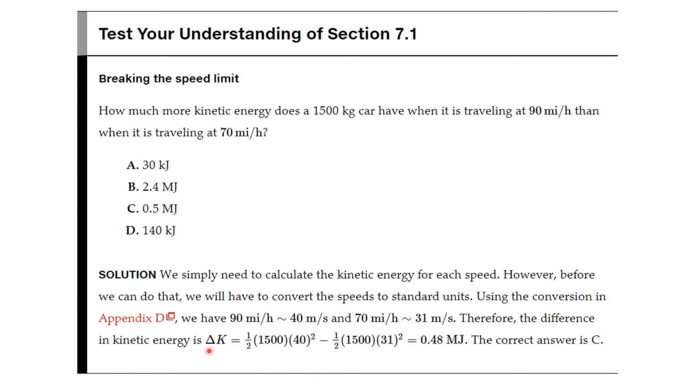And so the difference in kinetic energy, delta K, is equal to the kinetic energy of the faster car minus the kinetic energy of the slower car, or the car moving at a different speed, and you get it as 0.48 megajoules, and the closest to that is number C. So the correct answer is C to this problem.